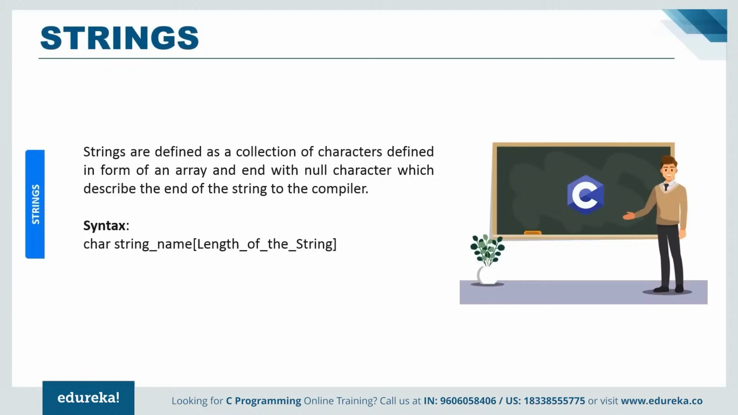Now we shall learn the syntax for declaring a string in C language. The syntax is first you need to begin with the data type which is char, followed by that we have to specify the string name and at the end you have to specify the length you are using for your string. This will be fixed. This will not be varied in the runtime.